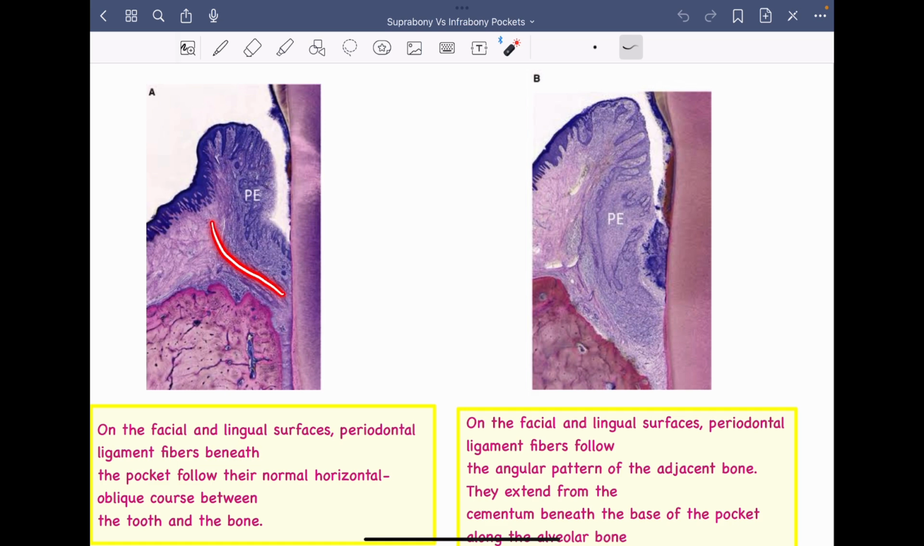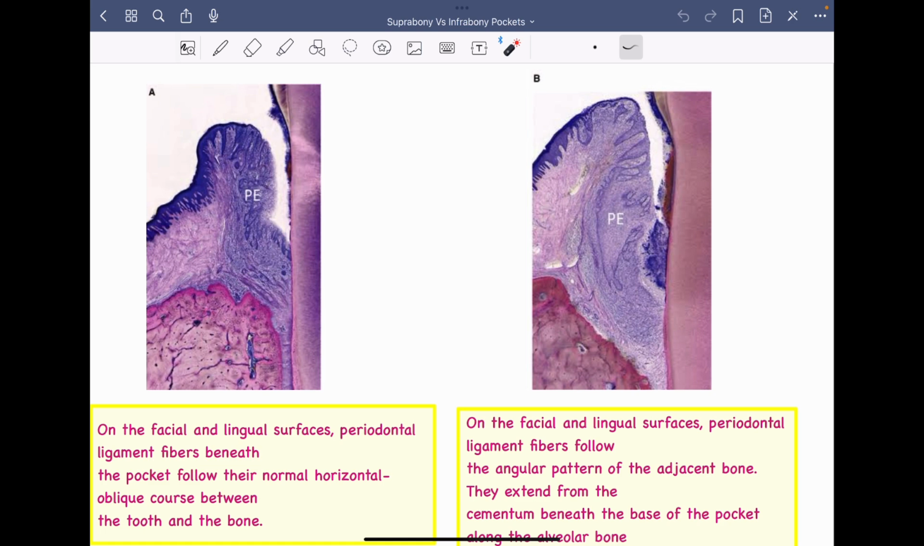Horizontal and oblique course is there, whereas in the case of intrabony pockets, on the facial and lingual surfaces, the periodontal fibers follow an angular pattern of the adjacent bone, right? So depending upon the bone, these fibers will follow an angular pattern. So in the first case we have a horizontal and oblique course, whereas in intrabony pockets we have an angular pattern adjacent to the bone.